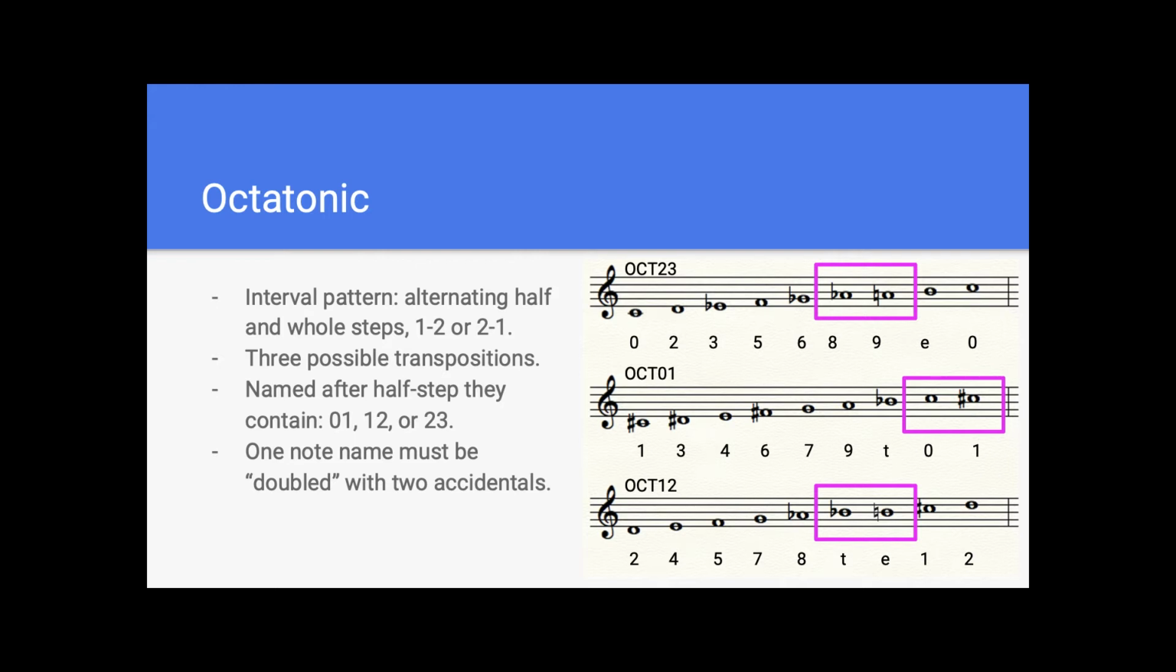And just so we can sing them all, let's sing the Octatonic 2-3 collection at the top. We'll start with C, or 0. 0, ready, and sing: 0, 2, 3, 5, 6, 8, 9, 11, 0.